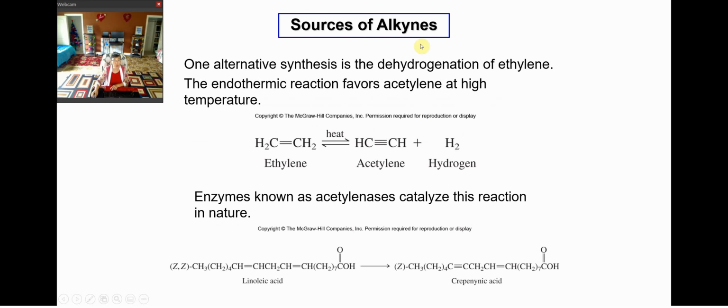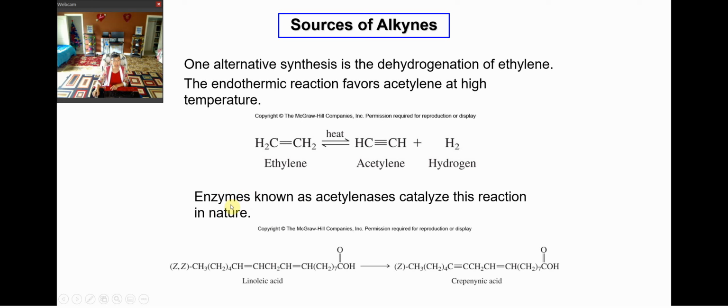And to produce alkyne, you can use dehydrogenation of your alkene. In this case, you have your alkene, which has a double bond. You are going to heat it up again to produce alkyne and another molecule of hydrogen. This reaction usually is an endothermic reaction. You need to heat it up to a very high temperature in order to convert the alkene to the alkyne, acetylene in this case, and hydrogen molecule.